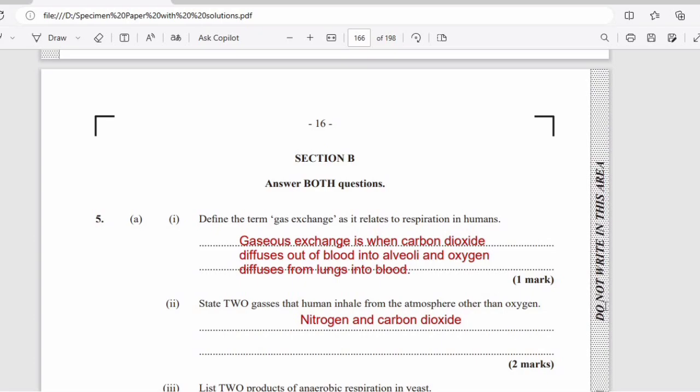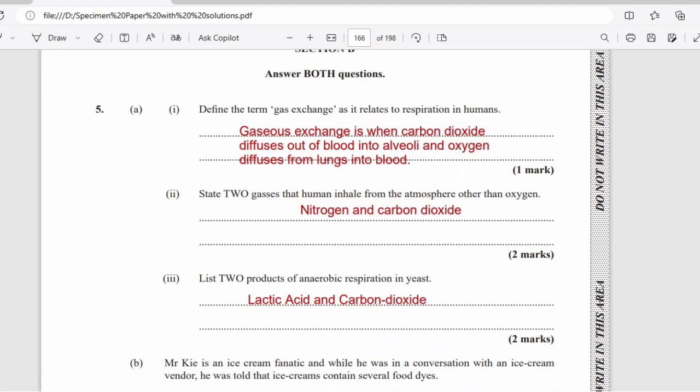So section B, question 5, define the term gas exchange as it relates to respiration in humans. Gaseous exchange is when carbon dioxide diffuses out of blood into alveoli and oxygen diffuses from lungs into blood. Now the reason why it's like that is because it says in relation to respiration in humans, right? But if it had just said what's gaseous exchange, you could just say the exchange of carbon dioxide for oxygen, right?